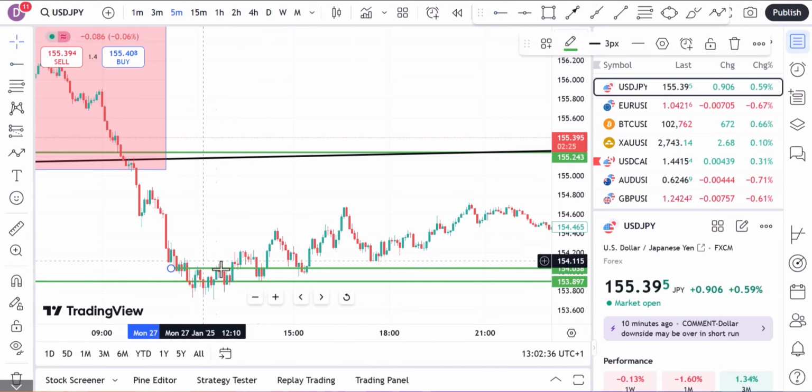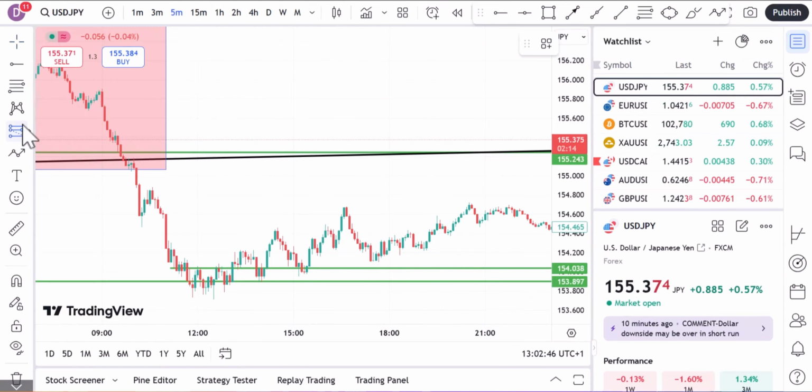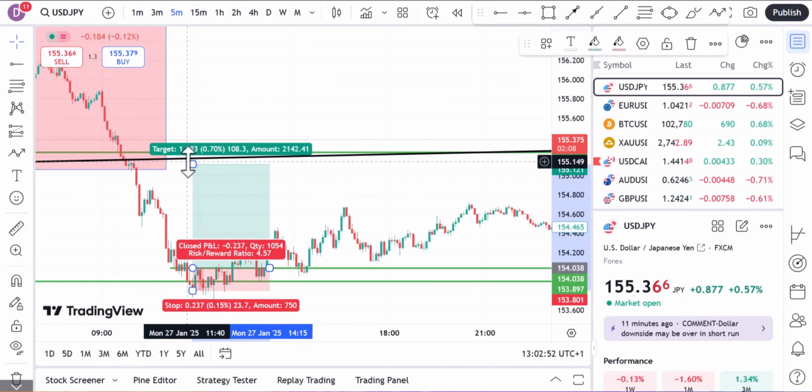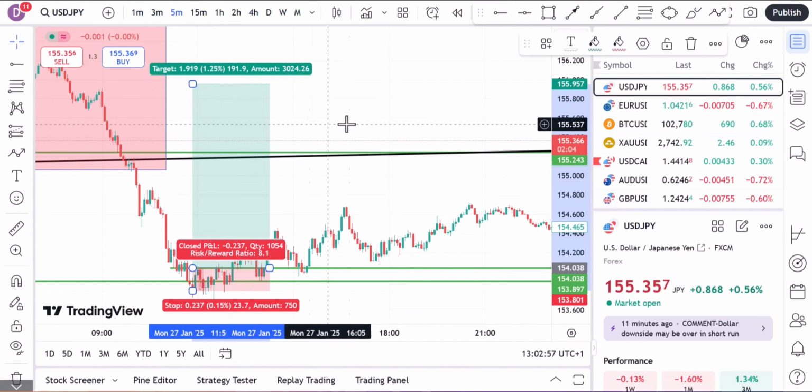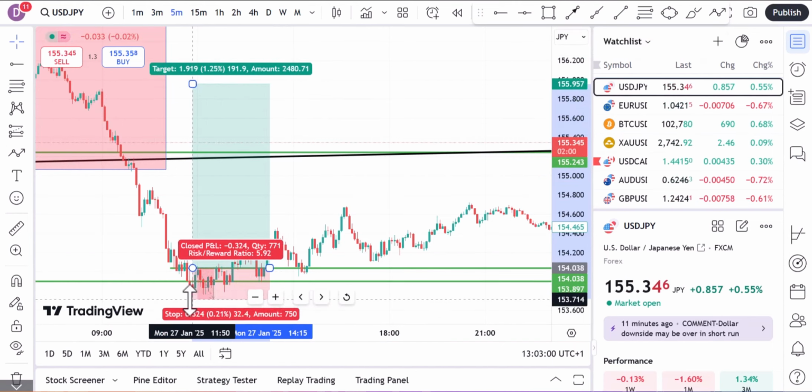I'll mark this area here, and immediately the market moves up here, I will set my buy limit at this price. So my entry is here, then it depends on my target. Like I told you guys, your risk to reward ratio should be more than 1 to 3 so that you can enjoy your trade.